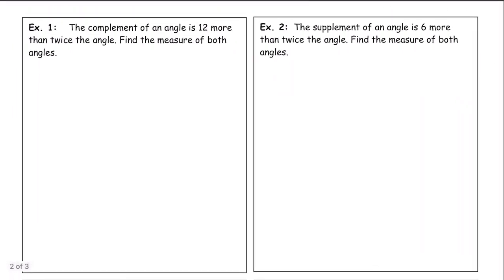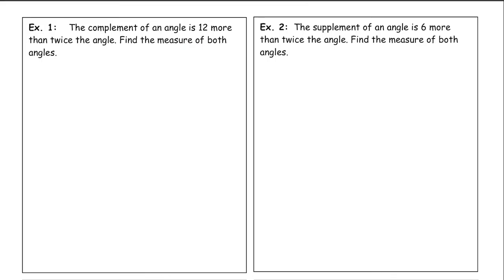All right, first couple examples. As you can see, seems like something's missing. In geometry, we always want a diagram or a figure. So if one is not given to you in the problem, you're going to need to create one. So for word problems, they're going to give us a verbal description, and we need to create the diagram for that description. In example 1, it talks about the complement of an angle is 12 more than twice the angle.